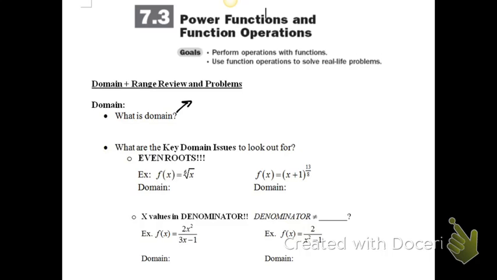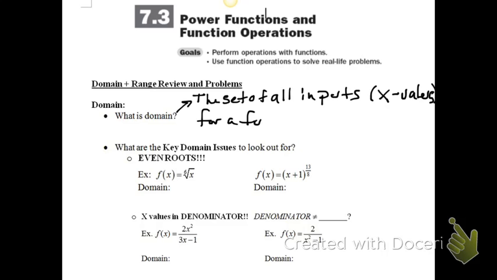Hopefully, you recall that domain had to do with the set of all input values you can use for a function. So this is the set of all inputs, which we usually have x values, right? X values for a function. That is your domain. Now, we usually don't talk about it very much because domain's not usually very exciting to talk about because you can usually plug anything you would like into a function.